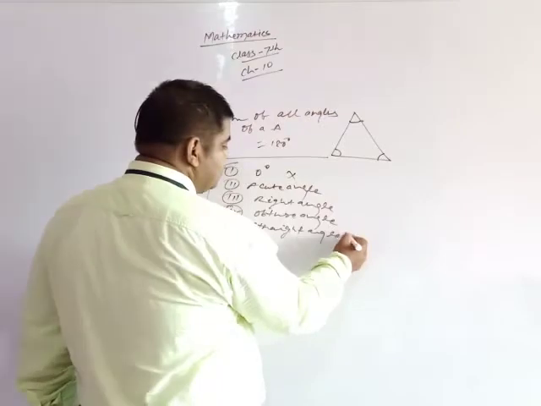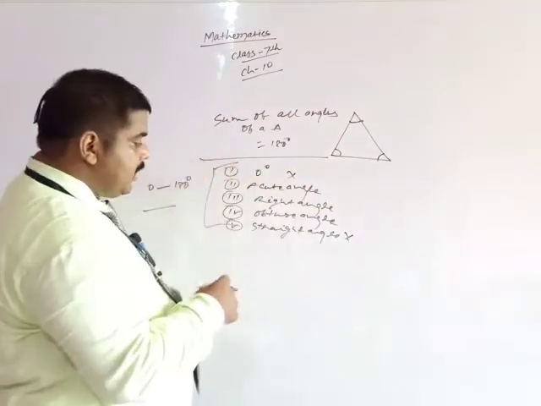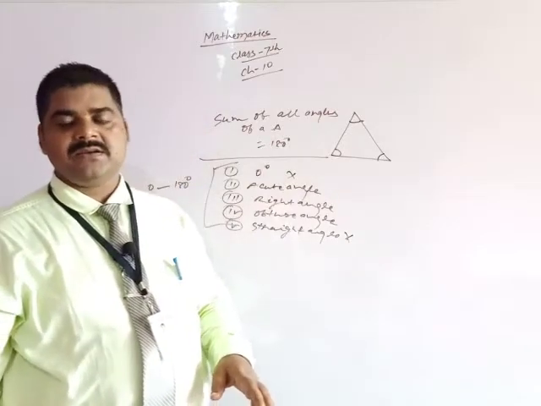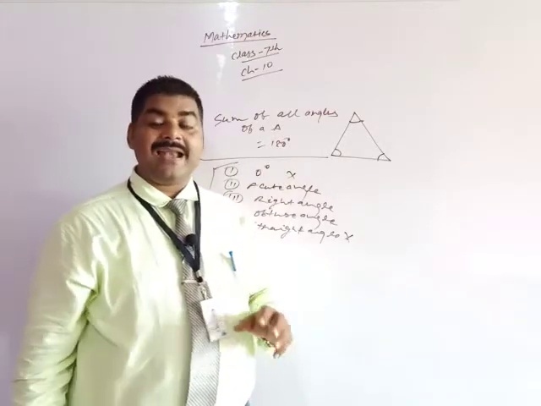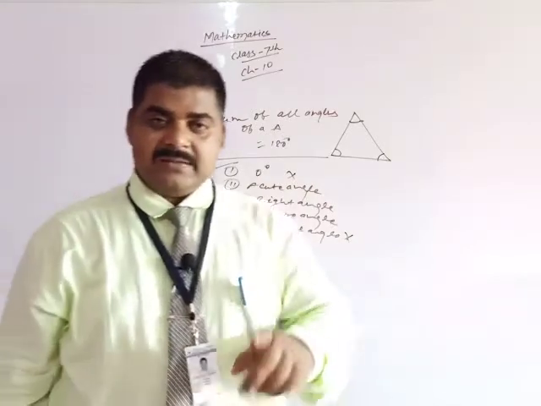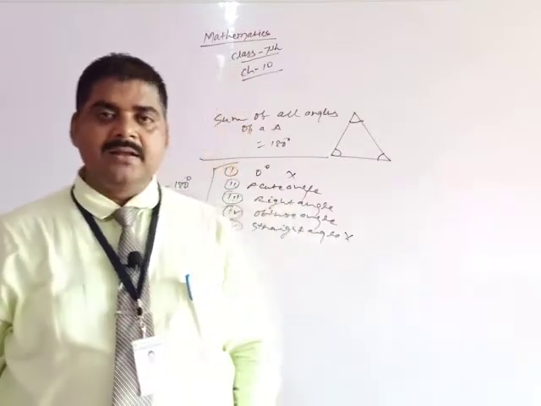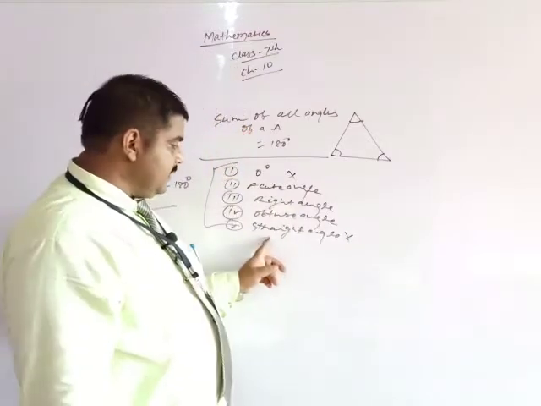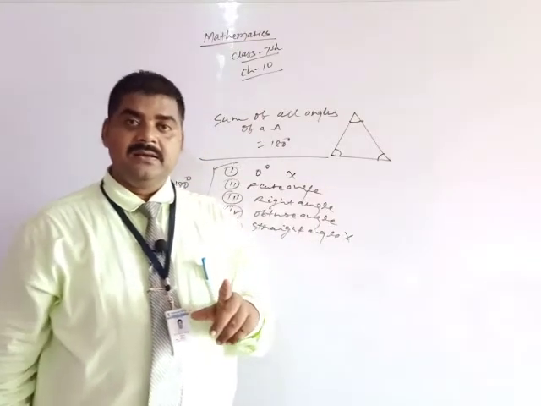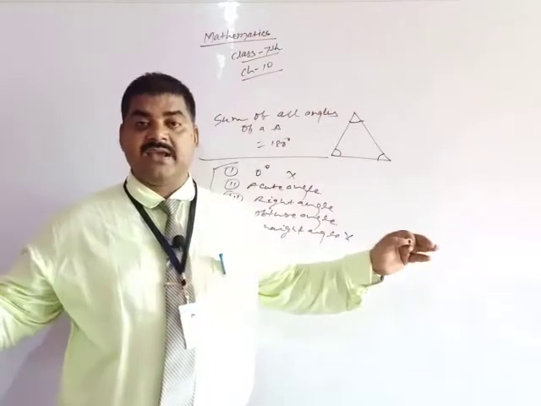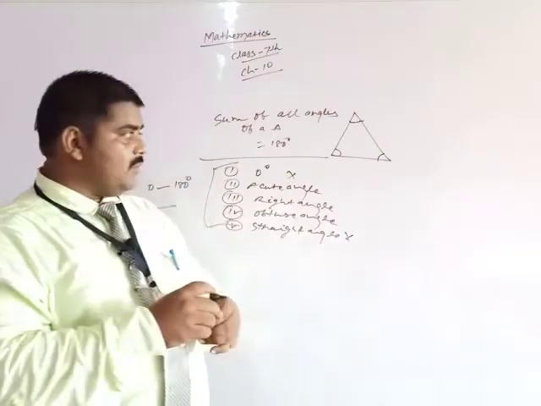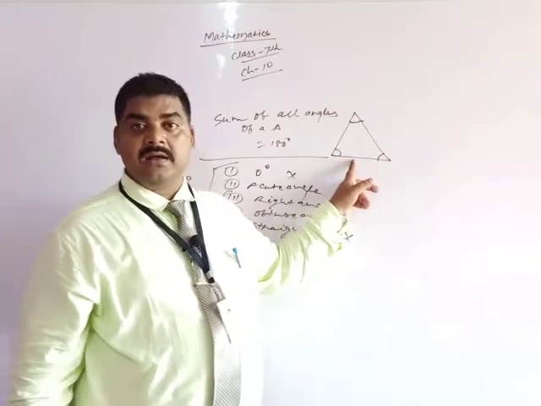The fifth option is also not suitable for the triangle. By the definition of straight angle, an angle is known as a straight angle if its magnitude is 180 degrees, and if one angle is 180 degrees, then there must be a straight line. It cannot be a closed figure. It cannot be a triangle.